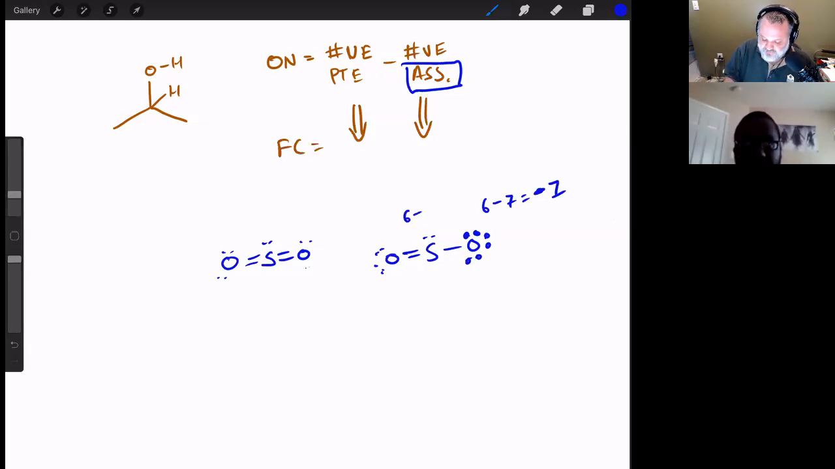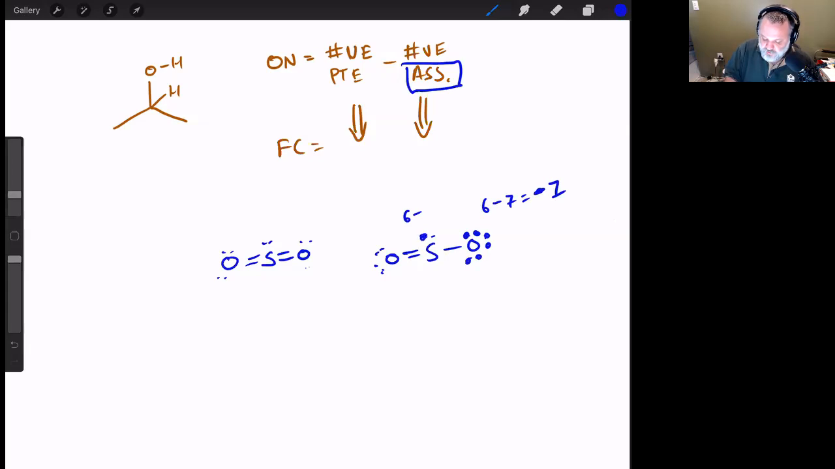Sulfur should have 6 as well. It owns its lone pair, so that's 1, 2. Then we'll do 1, 2, 3 for the bond, so that's a total of 5. The formal charge is +1. On this side, it's 6 electrons assigned, and so the oxygen gets a formal charge of 0.